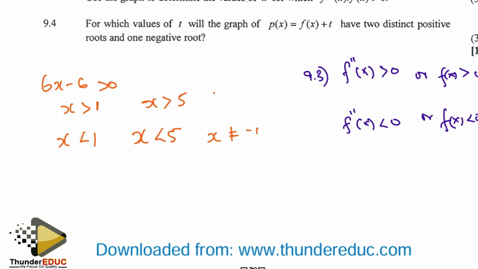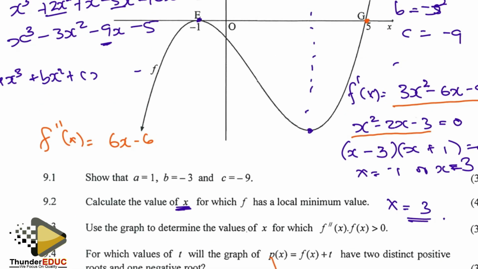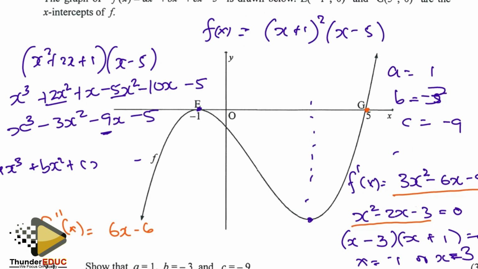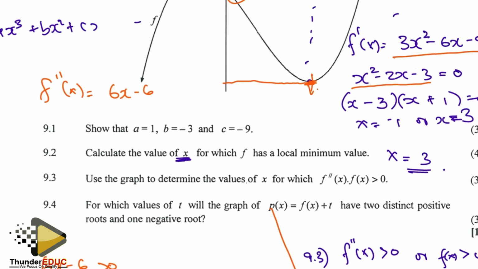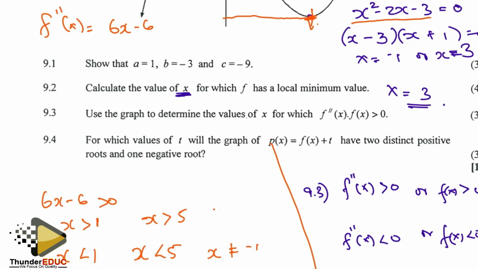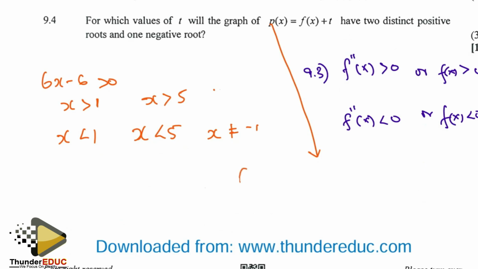The 9.4, for which values of t will this have two positive distinct roots and a negative? So which means this graph needs to be moved. Okay, so the t is just a shift within the vertical. So this is going to be negative 5 from f, if x is 0 everywhere. And that's going to be negative 5. What we need to find is what is the value of the y at the turning point, or what's the minimum value. So if x is 3 for f, I'm going to say f of 3.